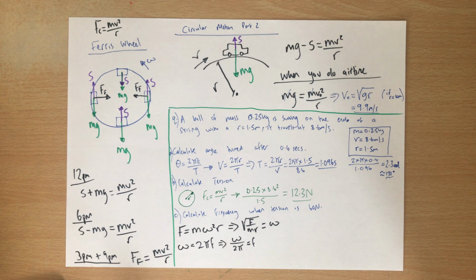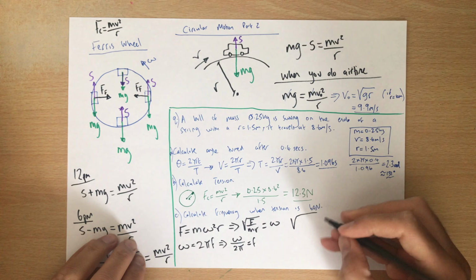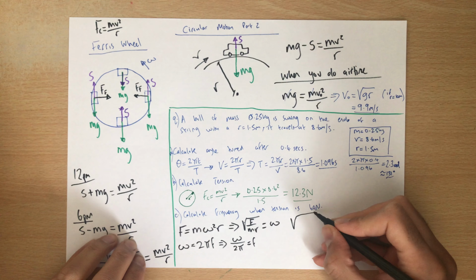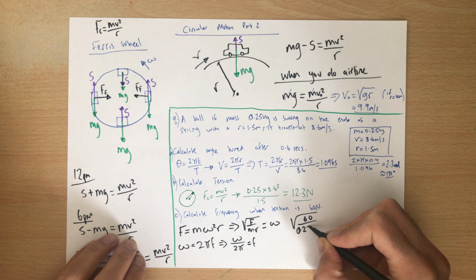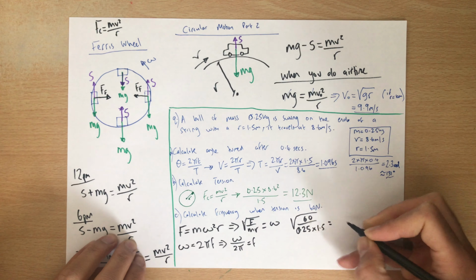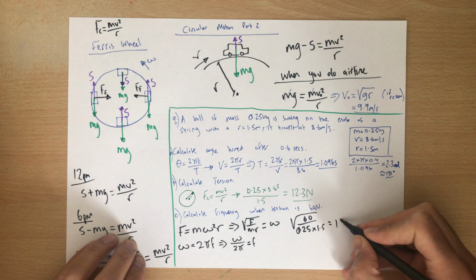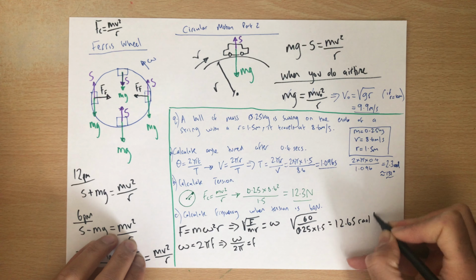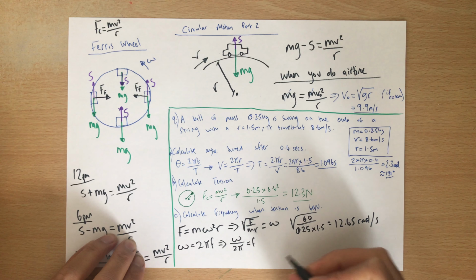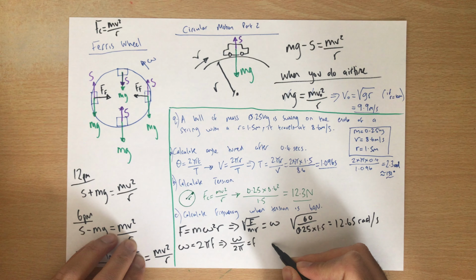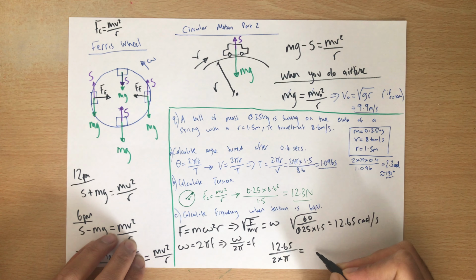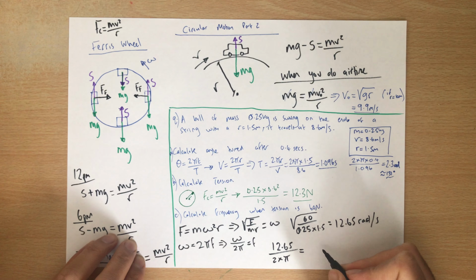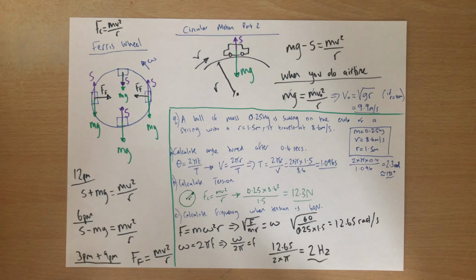So all we need to do now is put our numbers in. For the first equation, we've got a force, the tension, which is 60 newtons, divided by the mass, which is 0.25, and we times it by the radius, and we get an answer there of 12.65 radians per second. Then we bring that over here, so we do 12.65 divided by 2 times pi, and we get an answer of around 2 hertz. So that's how you do an examination question like that.